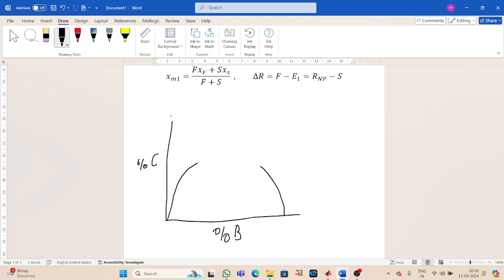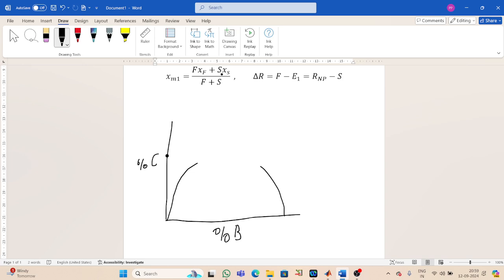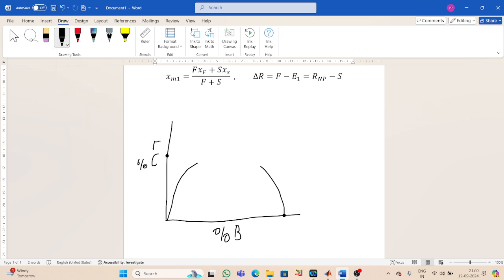Now let's plot this. Now we'll consider the xF. I will plot this xF on the y-axis as its percentage of solute C, which we will mark as F. And the quantity of S, normally we take pure solvent, so it will be on the x-axis, and we'll plot S here. This is F and this is S.